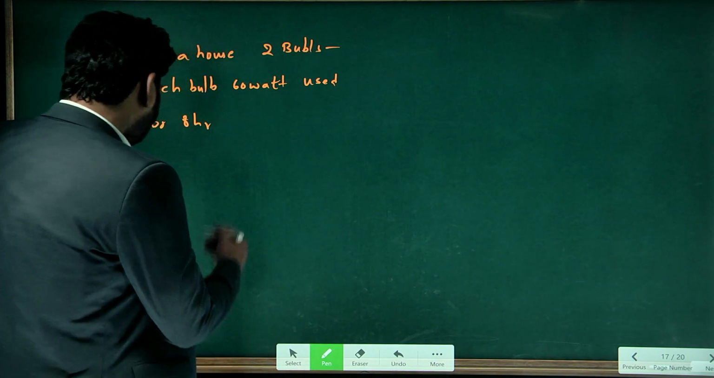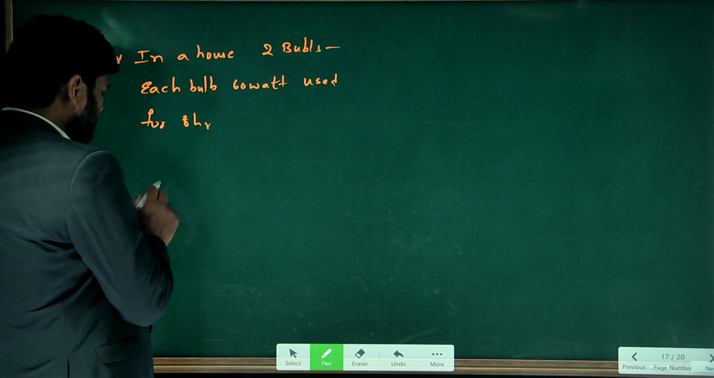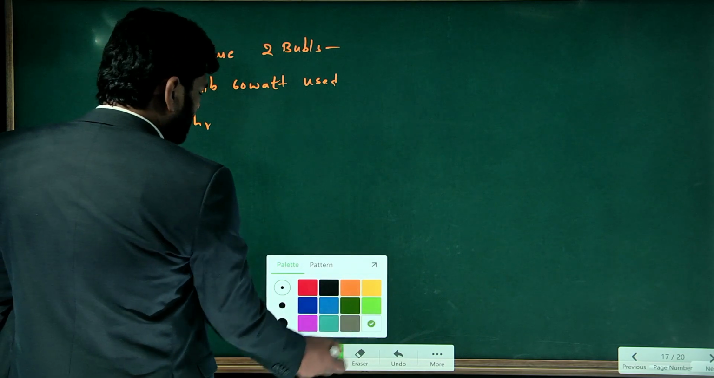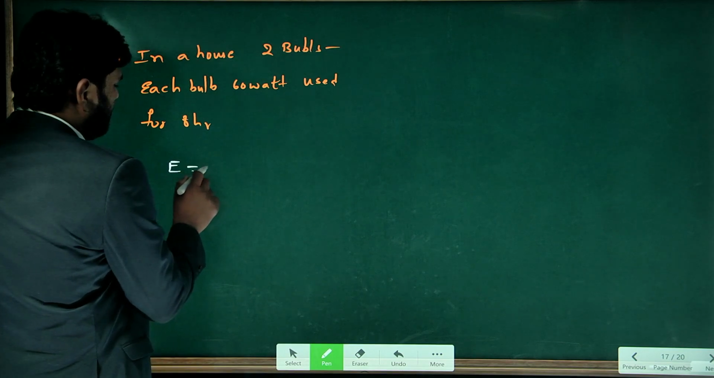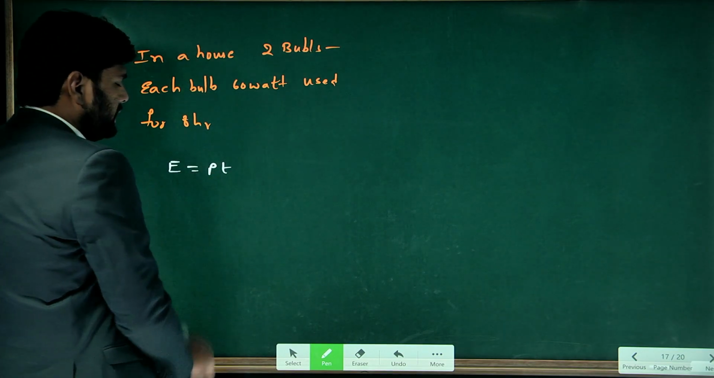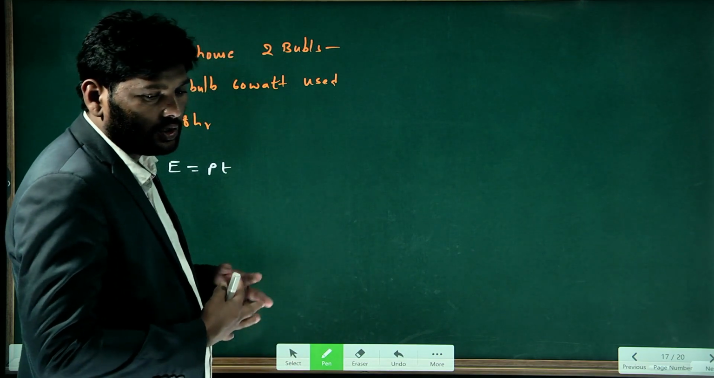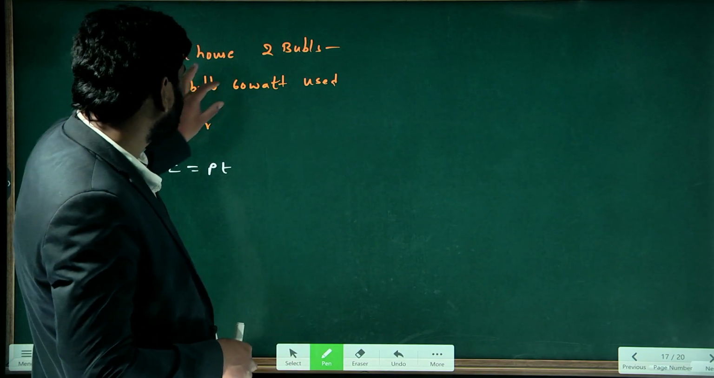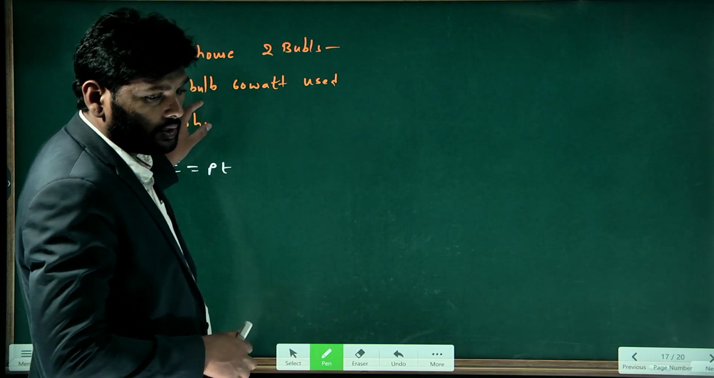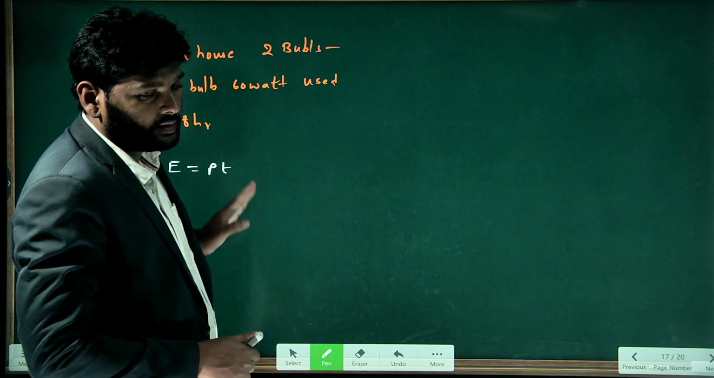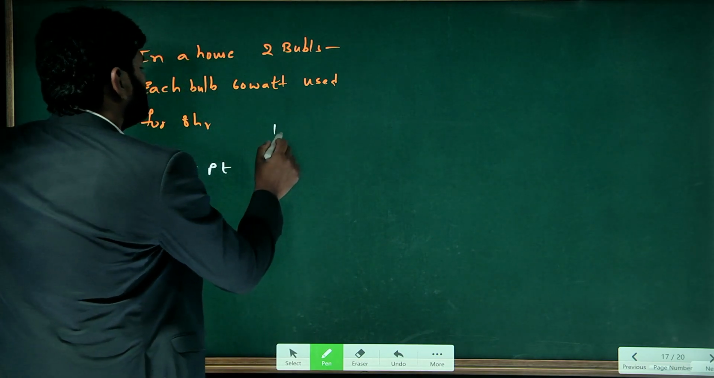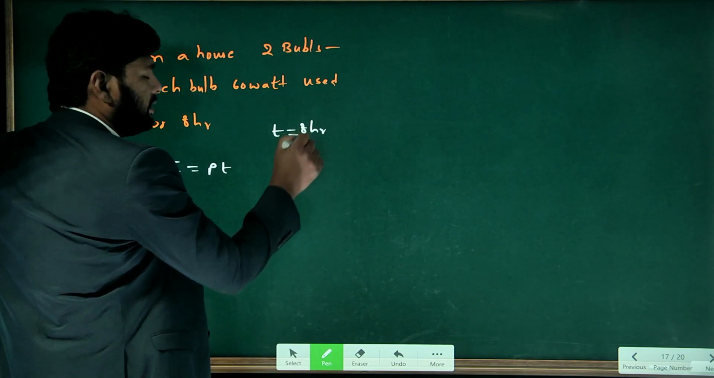For that, the energy consumed formula is E equals power into time. But to represent this in kilowatt hour, the power must be in kilowatt and the time must be in hours. So here the time is 8 hours, which is already in hours.